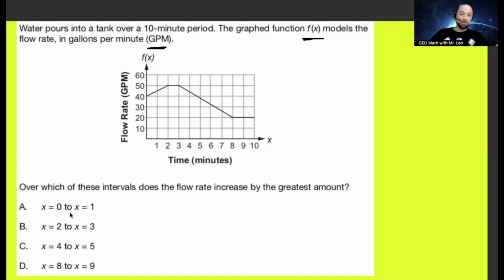So from minute 0 to minute 1, that's this first section. Minute 2 to minute 3, that's over here. 4 to 5, that's this section. And 8 to 9, this section. We're looking for the flow rate increasing by the greatest amount.